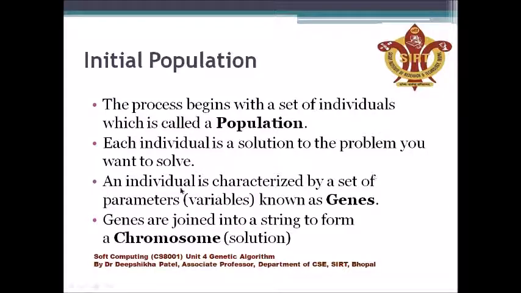An individual is characterized by a set of parameters or variables known as genes. Genes are joined into a string to form a chromosome. All the genes are combined to form a chromosome, or solution.